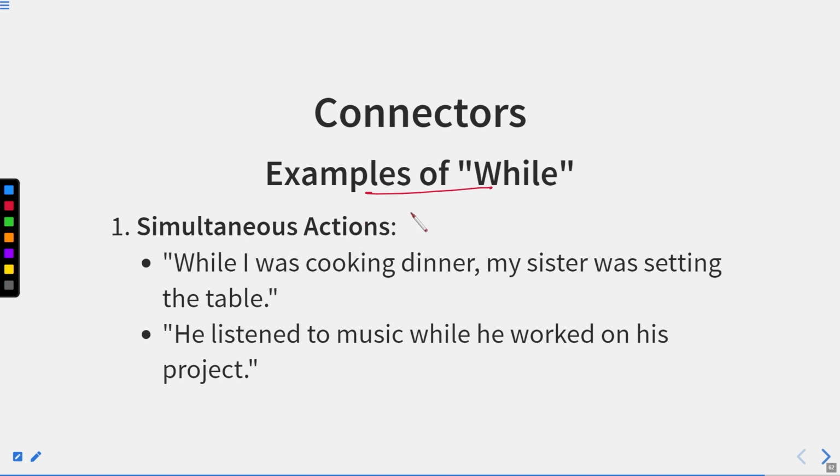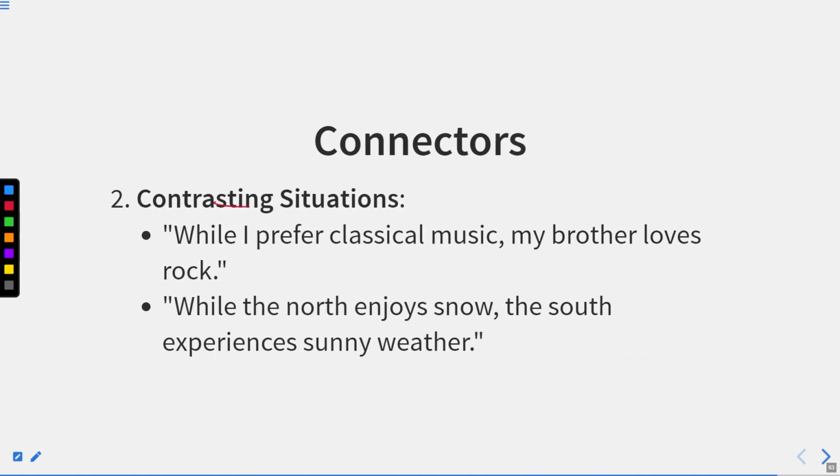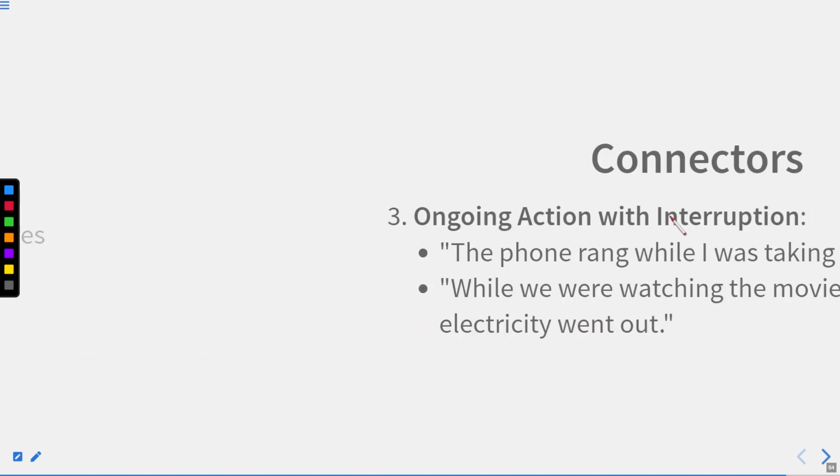Examples of while. Now let us look at some examples of while. First of all, simultaneous actions. While I was cooking dinner, my sister was setting the table. He listened to music while he worked on his project. Contrasting situations. While I prefer classical music, my brother loves rock. Okay, so this is the difference between me and my brother. While the north enjoys snow, the south experiences sunny weather. So we can see the experiences in both the directions, that is north and the south.